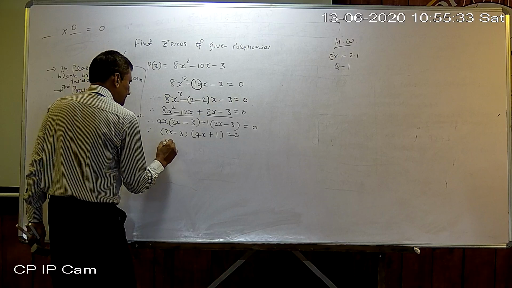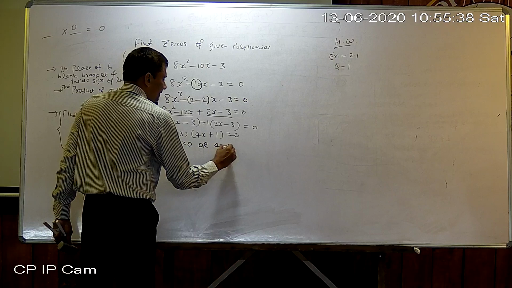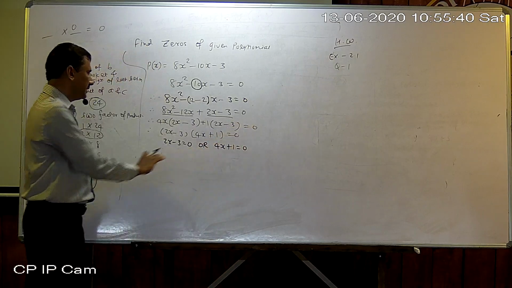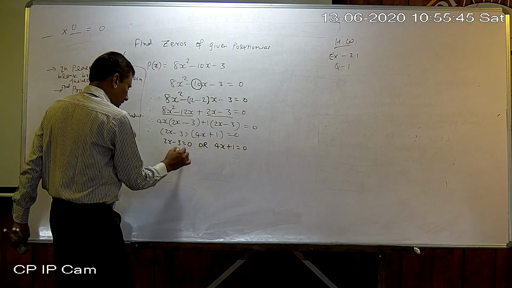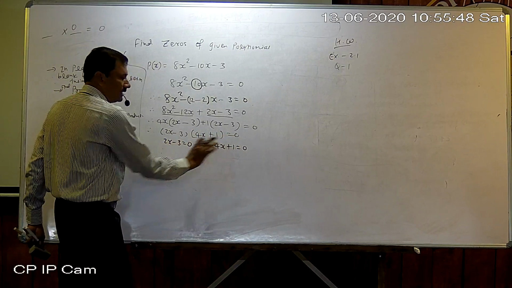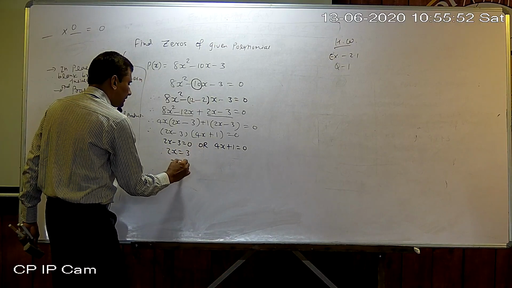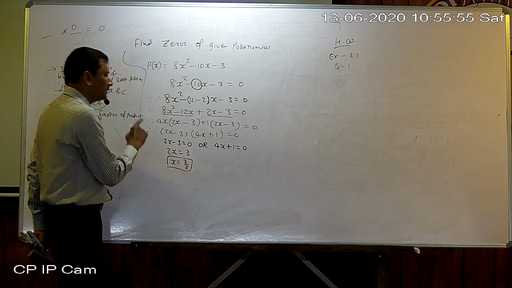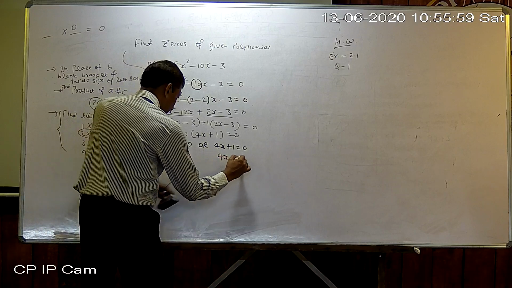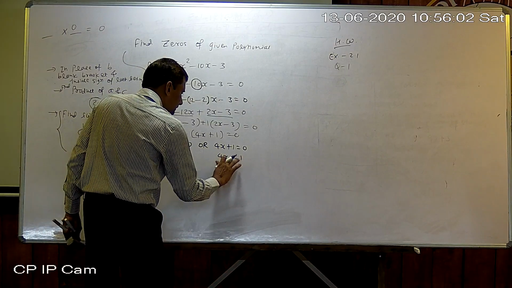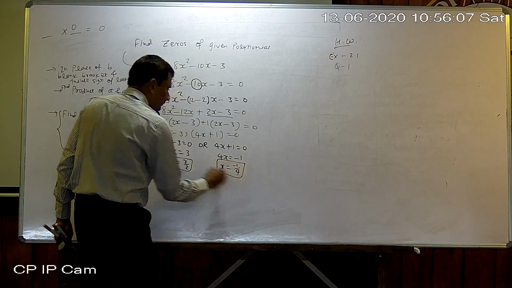So 2x minus 3 equal to 0 or 4x plus 1 equal to 0. If 3 brackets might be there, then we can write all brackets equal to 0. Okay, so now find out, these both are linear, so we can find x easily. 2x equal to 3, x equal to 3 by 2. So that is one zero of the given polynomial. Now 4x equal to minus 1. So x equal to minus 1 by 4. So that is the second zero.